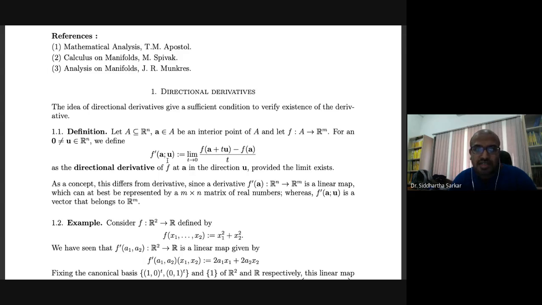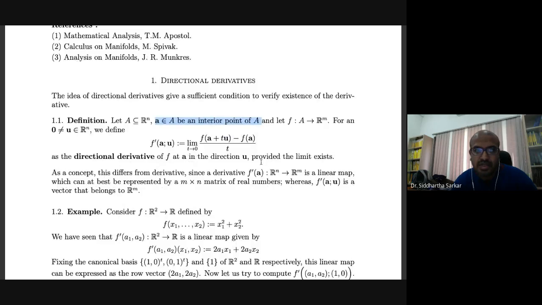The directional derivative should be thought of as a derivative along a certain vector. Again, you start with a function from some subset of R^n to R^m. As we noticed, you need an interior point to talk about a derivative, or even some kind of partial or directional derivative at that point. So you take any non-zero vector u in R^n and define the directional derivative in the direction of u.